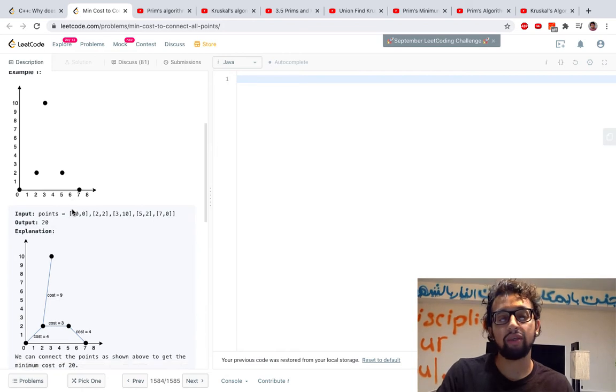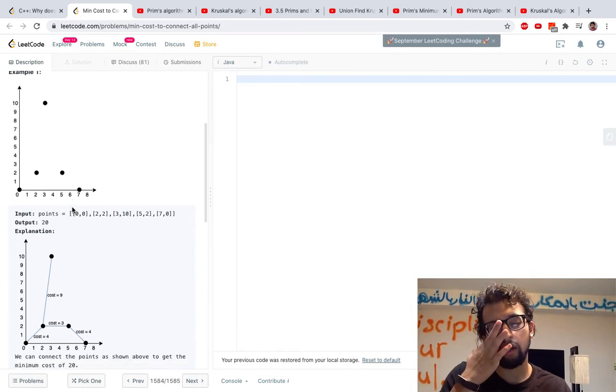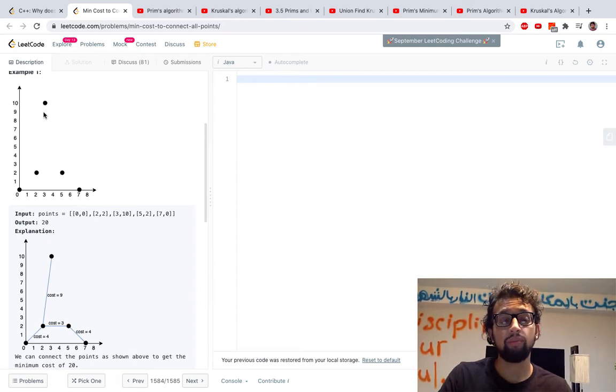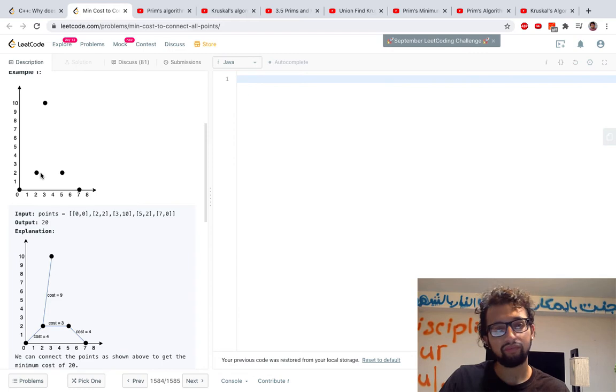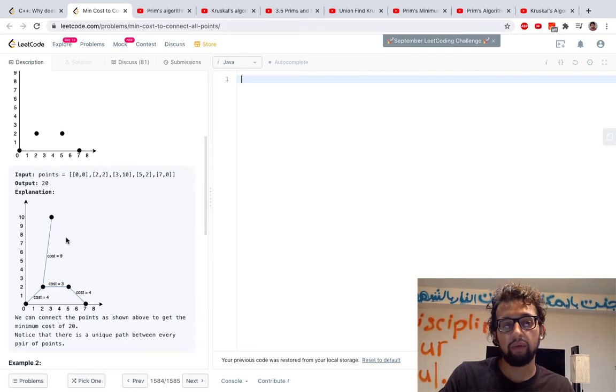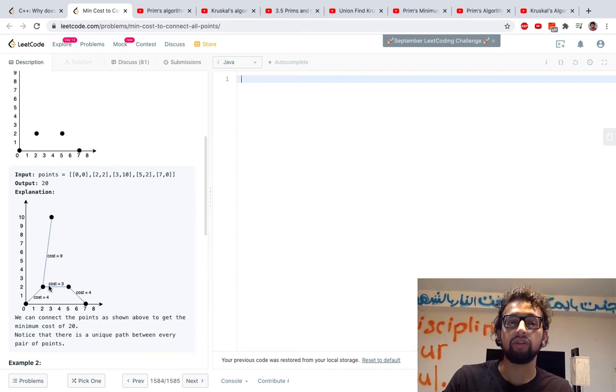So what's a spanning tree? It's basically a connected non-cyclic graph, where all the points in the graph are connected to each other and there are no cycles. And the minimum spanning tree is one such spanning tree where all the points are connected and the sum of all the edge costs is at a minimum. And that's basically what this problem is. You're trying to find the minimum cost where all the points are connected.